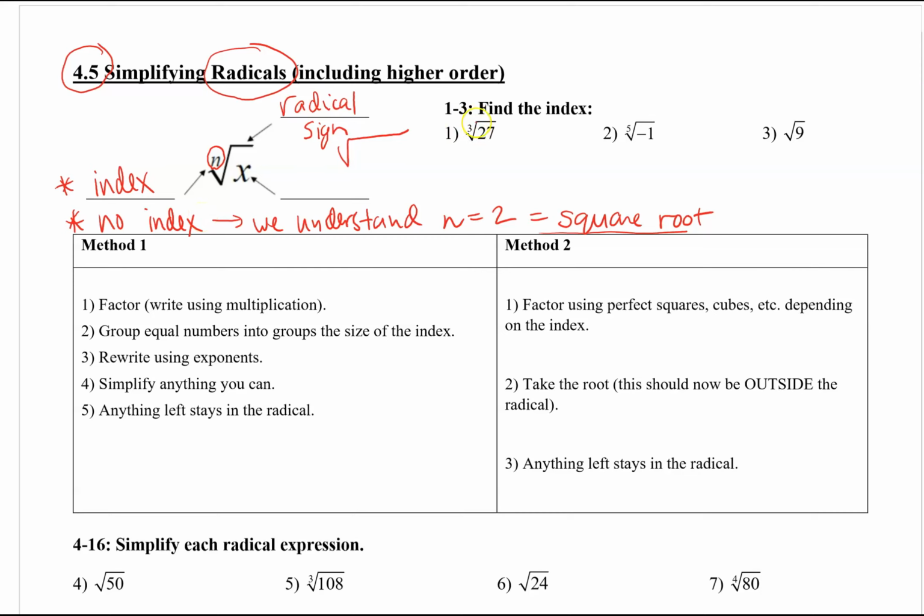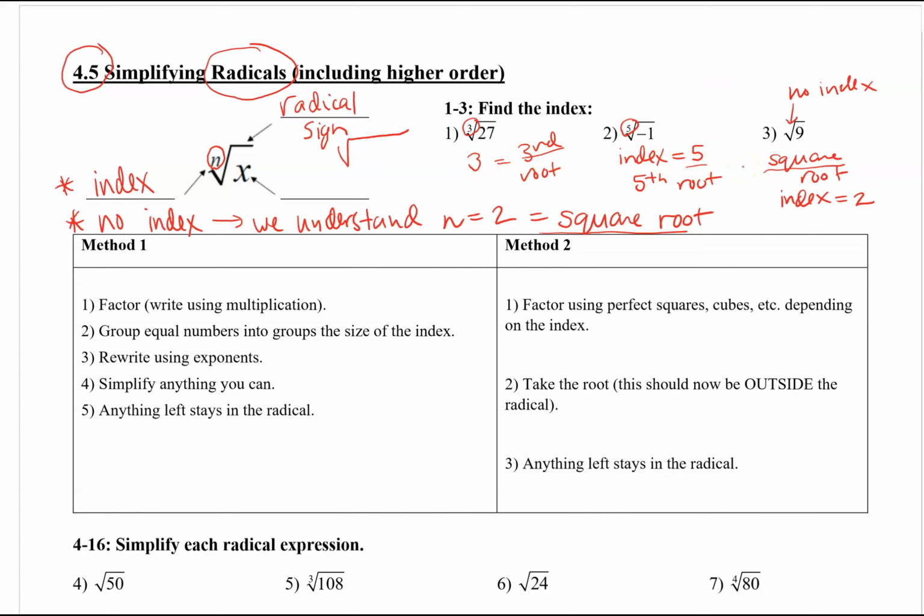So over here in number 1, we would say this has an index of 3, and we would think of it as a third root or a cube root. This one here, we would think of the index as 5, so we would think of that as a fifth root. And then here, where there's no index, we understand that that is a square root, or that your index is equal to 2.